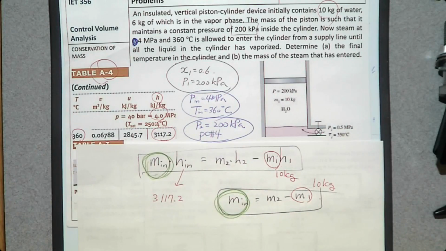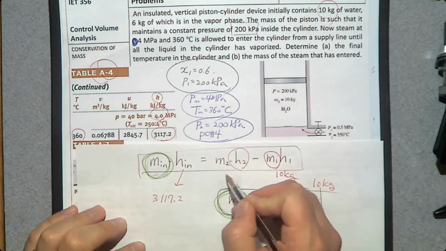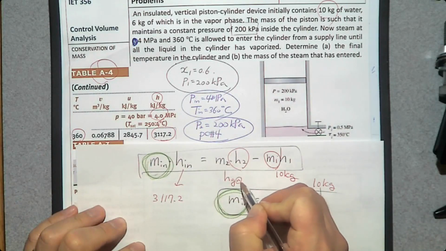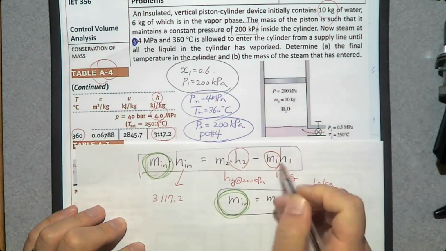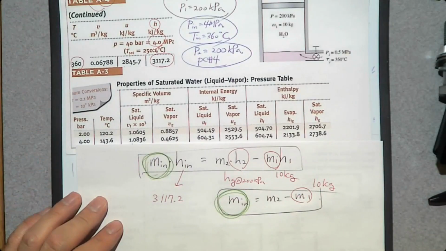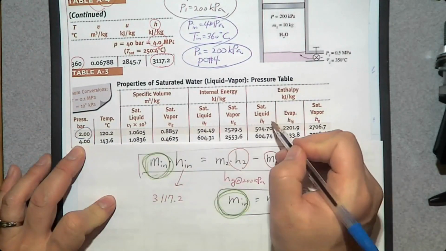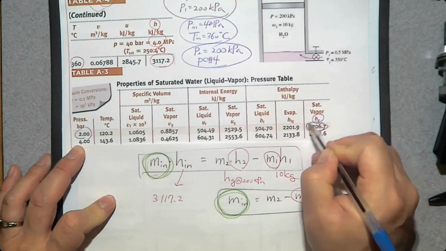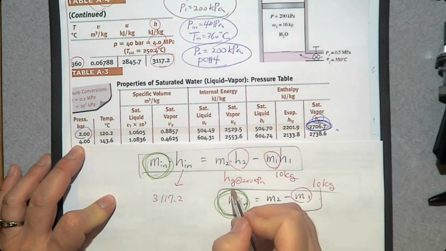What about H2? 200 kilopascal saturated vapor. So it is Hg at 200 kilopascal. At 200 kilopascal, Hg is 2706.7.